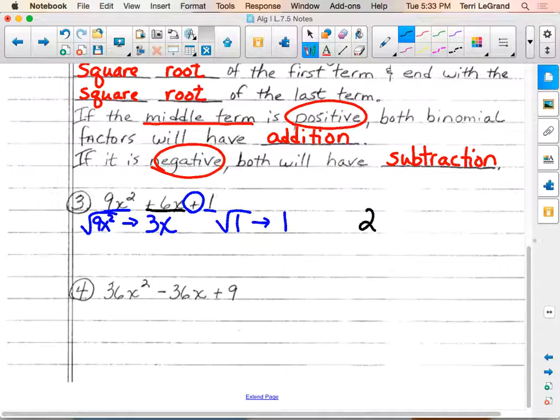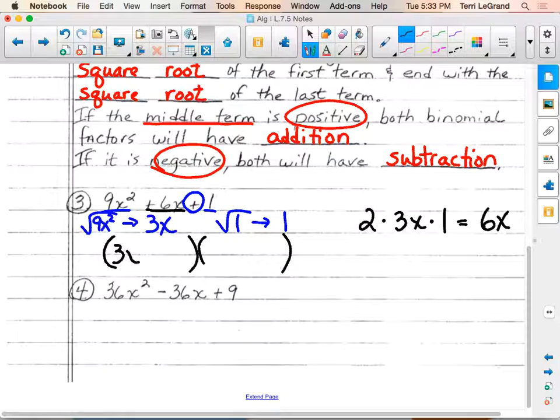Remember, it has to be 2 times the square root of the first term times the square root of the last term. When you multiply that out, we get 6x. It has to match that middle term. And it does. So good news, we can write the factor name because this is a perfect square trinomial.